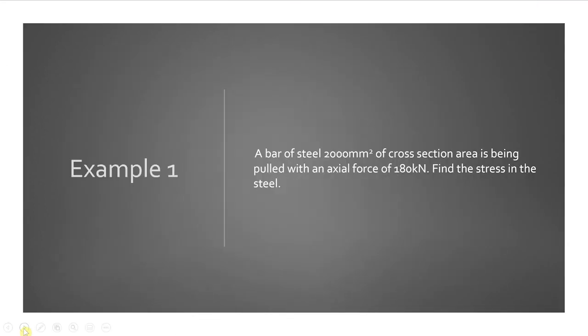Alright, so we go to example number 1. This is a simple example just to give you basic understanding. A bar of steel with a cross-section area of 2000 mm square is being pulled with an axial force of 180 kilonewton. So for example here I draw it: you have a bar of steel, and maybe it is being pulled with 180 kilonewton. The area here is 2000 mm square. So what you need to do is just use this formula.